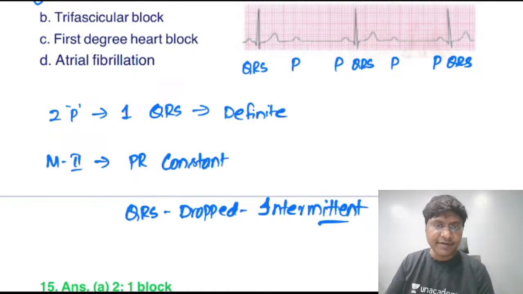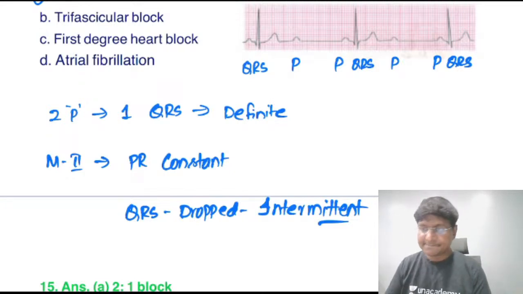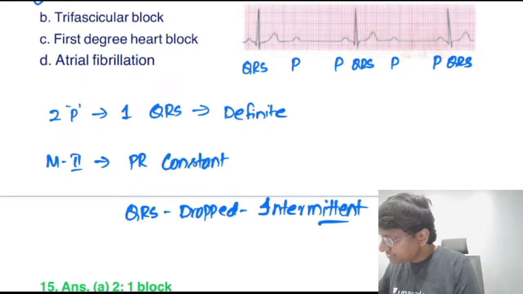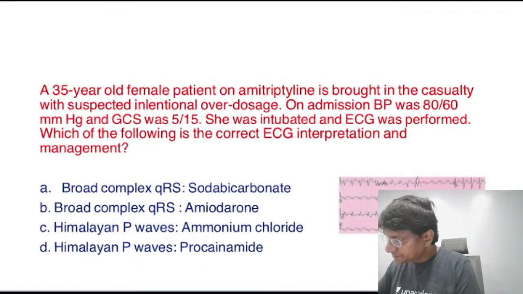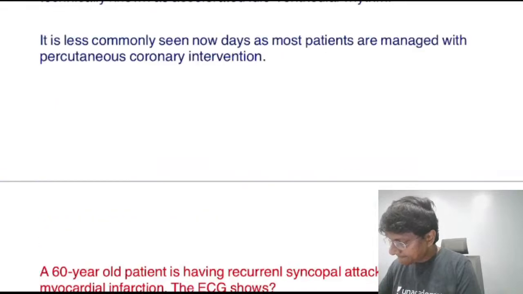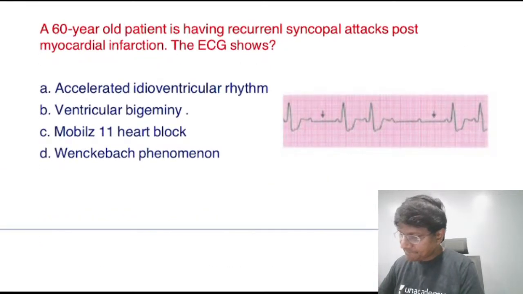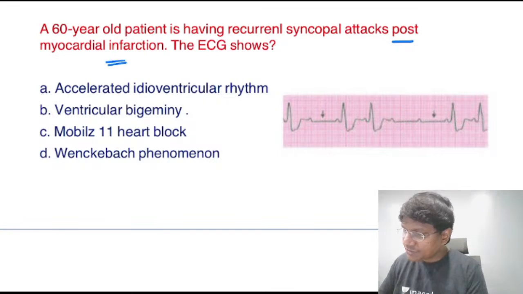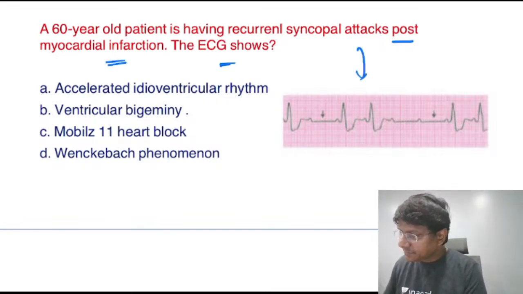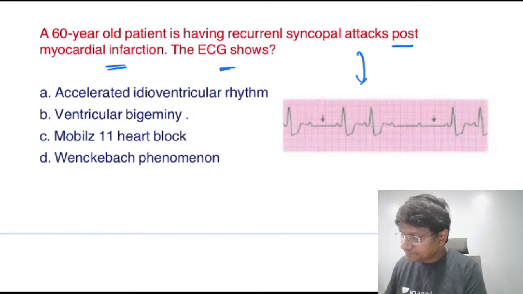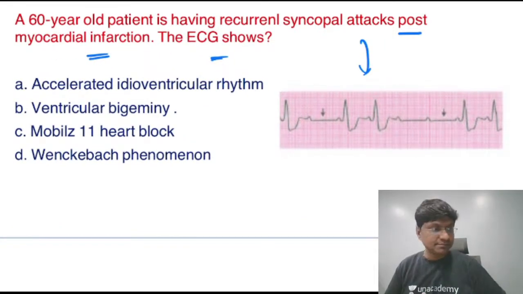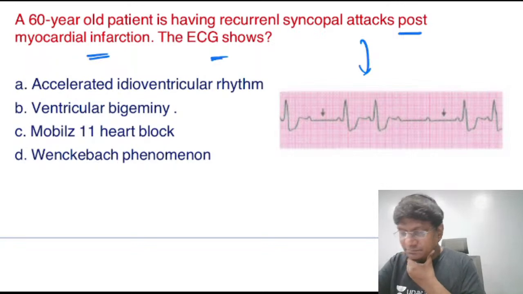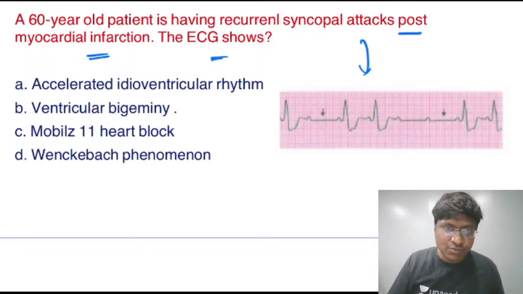Okay. Now, after having discussed this AIVR, you take this next question and we'll try to solve this. A 60-year-old patient is having recurrent syncopal attack post myocardial infarction. The ECG is being done. What is it suggestive of?